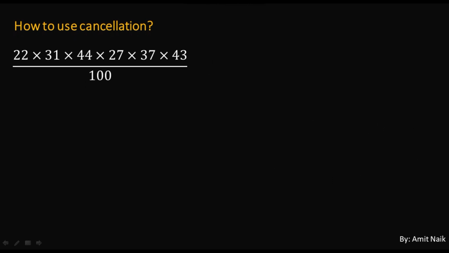See this question: 22 by 100, and there are 6 numbers in the numerator. You can clearly see there are 2 numbers from which I can cancel. Now why do I need cancellation here? It is very important to understand that first.